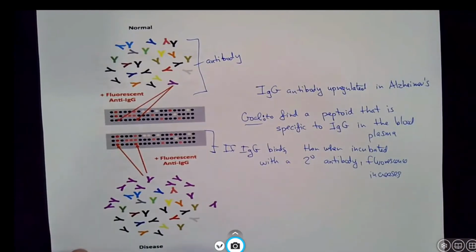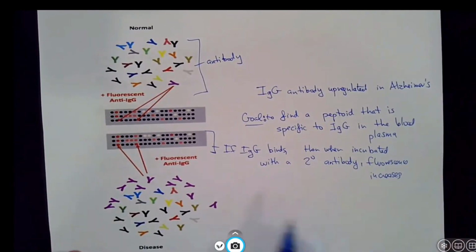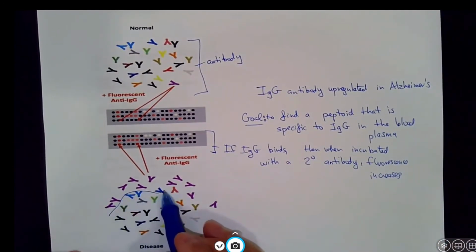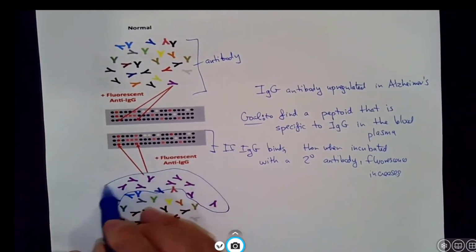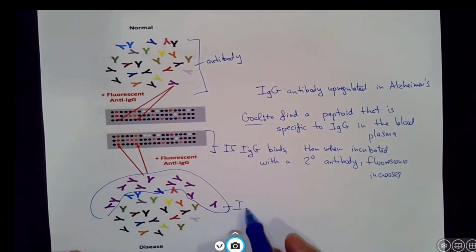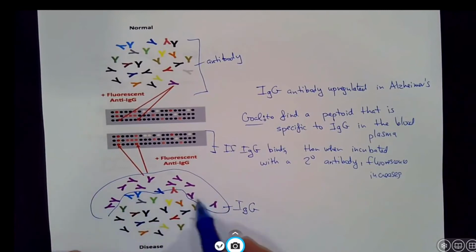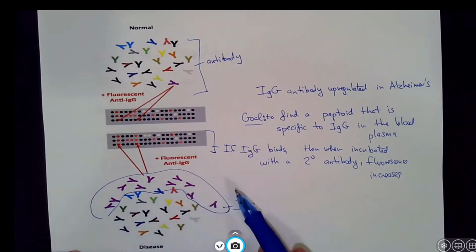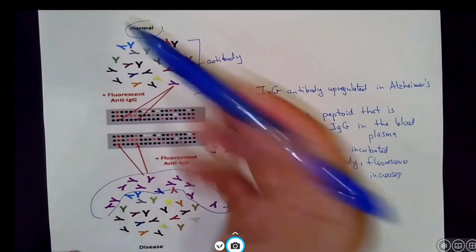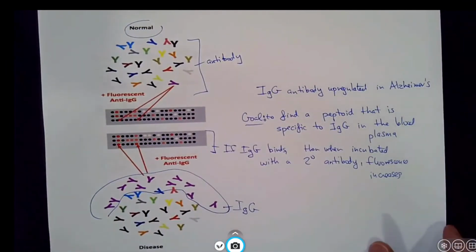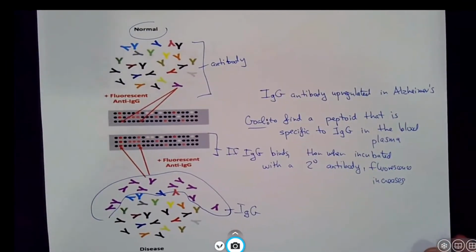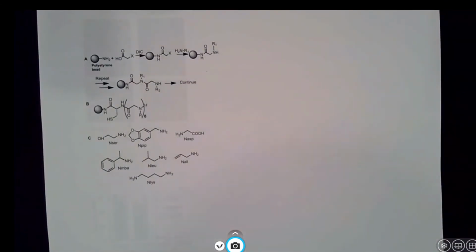So here you can see the disease. This is the IgG antibody. There's a lot of it, so you're going to have much more of that compared to a normal patient. They characterize that with the purple color, just so you can see that. So how do they make this little peptoid library? This is really quite interesting.